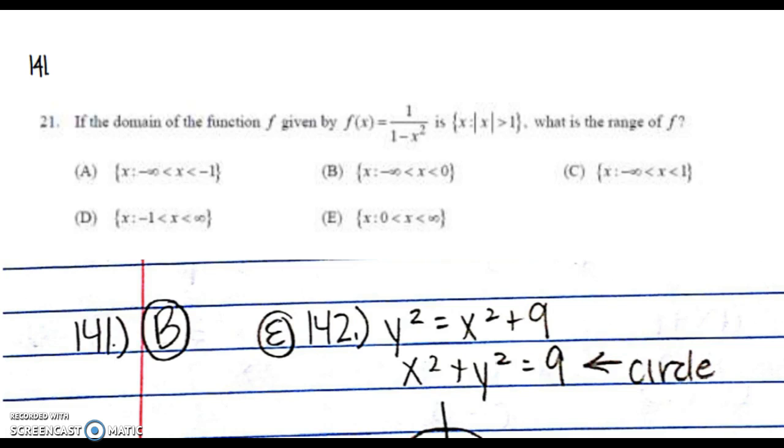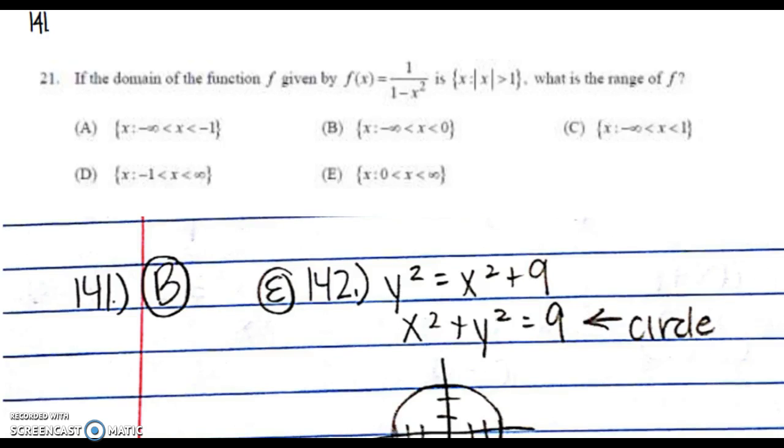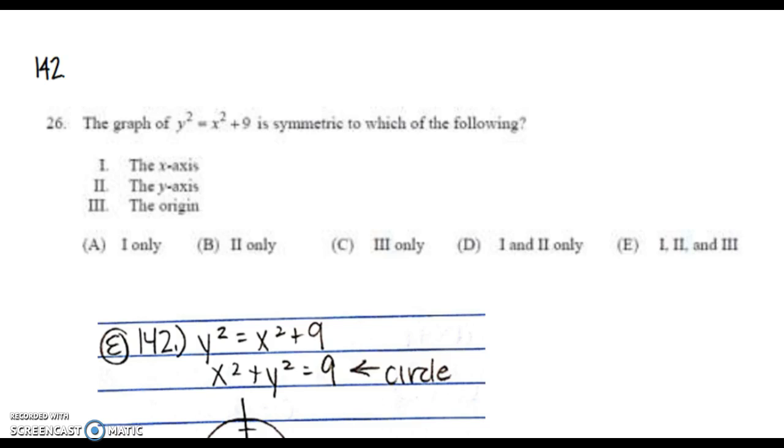What is the range? This one wasn't too terrible. You have this nice guy. It's always going to be 1 subtract something, so you're going to think about where that would start to be 0 or go into have issues, I guess I should say. And that would happen in B. 142.